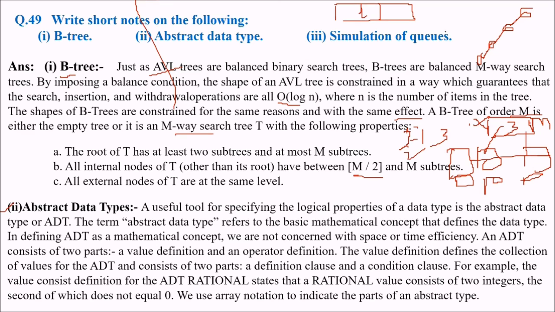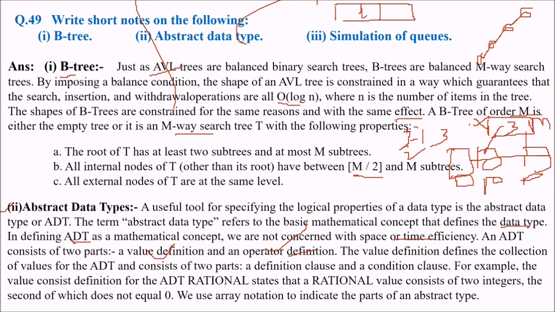A useful tool for specifying the logical properties of a data type is the abstract data type. The term abstract data type refers to the basic mathematical concept that defines the data type. In defining an ADT as a mathematical concept, we are concerned with space and time efficiency. An ADT consists of 2 parts, the value definition and the operator definition.